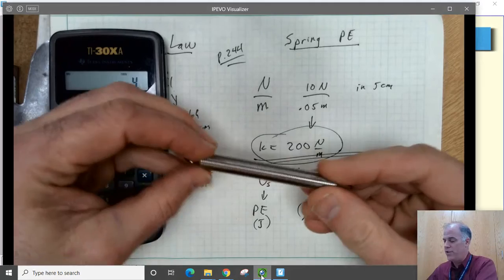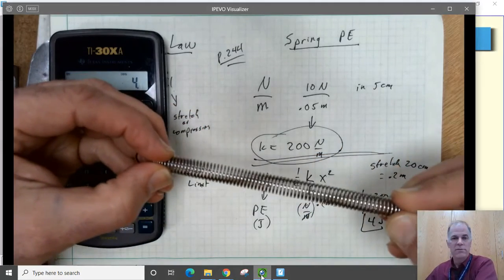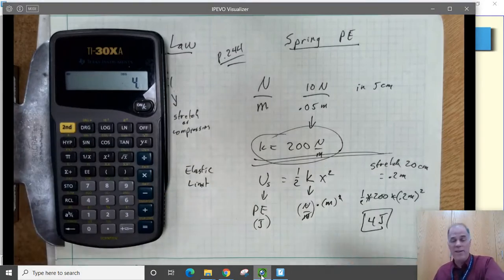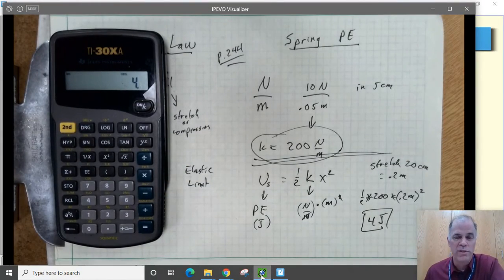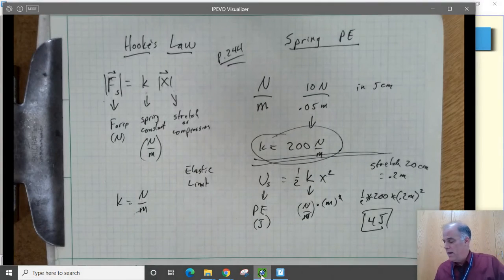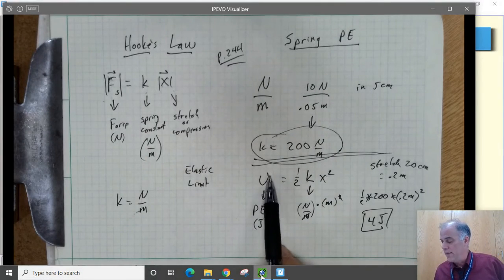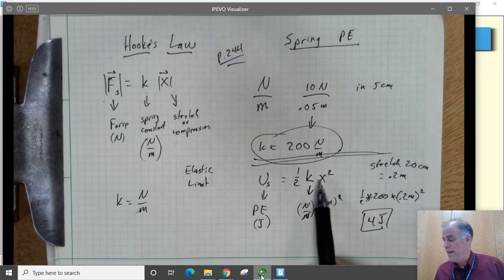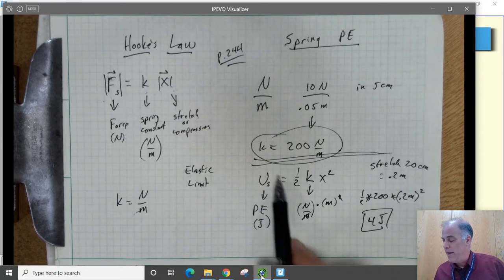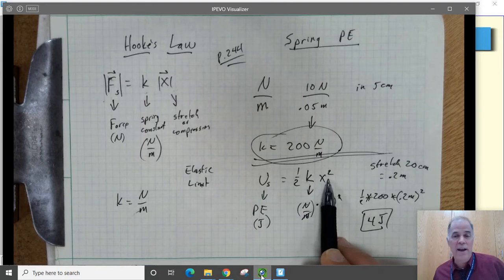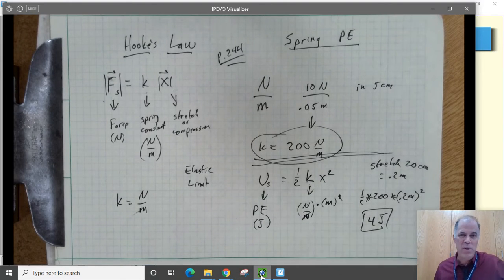If I actually stretch it out 20 centimeters, I'm not sure I want to do that because I think I'll deform it, but if I did, it would store 4 joules of spring potential energy. That's all there is to it. Sometimes they will give you the amount of energy stored in the spring and how far it's stretched and ask you to find K, or maybe they'll give you the amount of energy that you want to store and the spring constant, and you have to figure out how far you have to stretch it. Many ways to do this.